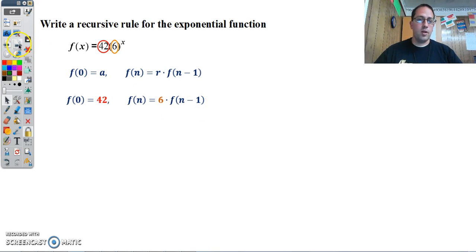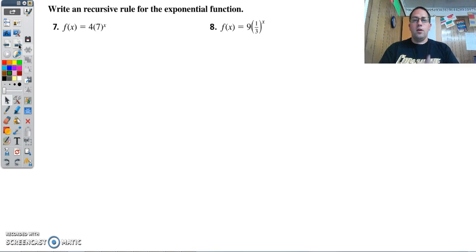Not too bad. All right. I want you to write the recursive rules for these two functions here. Pause the video, write down your rules, then come back and check your answers.